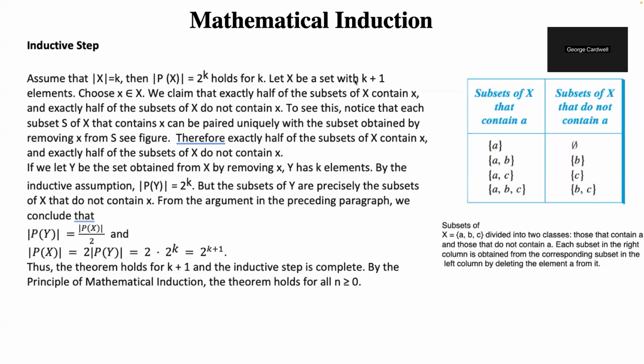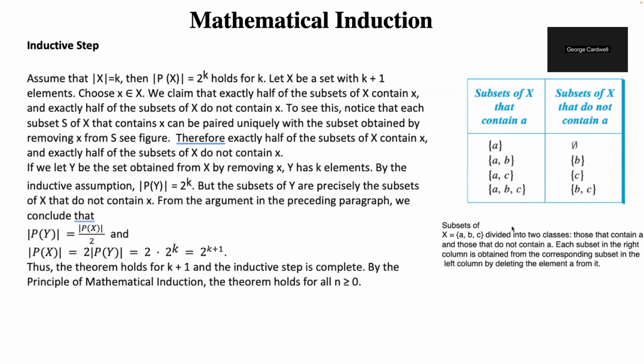Now we're going to let X be a set with k plus 1 elements. Okay. And we're going to choose little x to be an element of X. And we claim that exactly half of the subsets of X contain little x, and exactly half of the subsets of X do not contain little x.